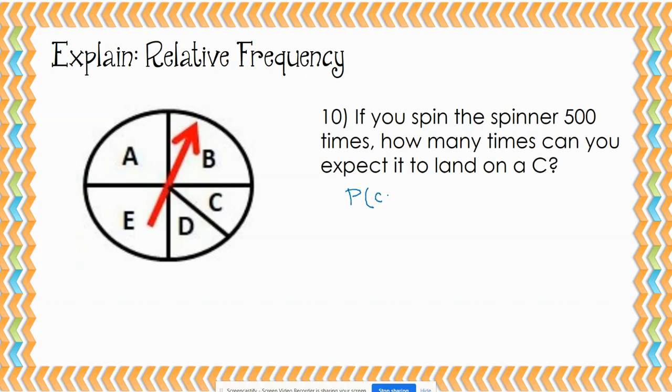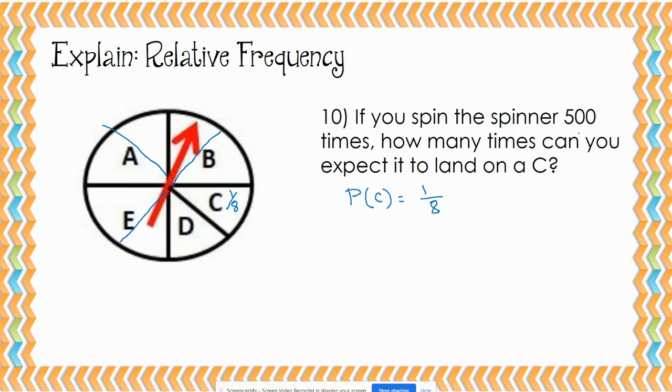For this, the probability of a C is 1/8, which we know because if we split all of the rest of these into half, then there would be 8 equal pieces, and C is one of those. So there is 1 C out of 8 pieces.